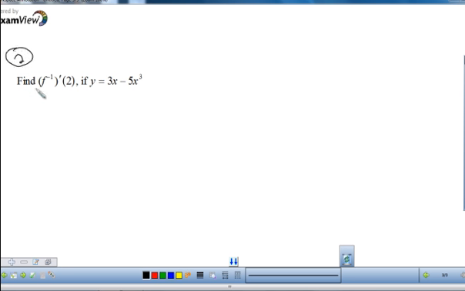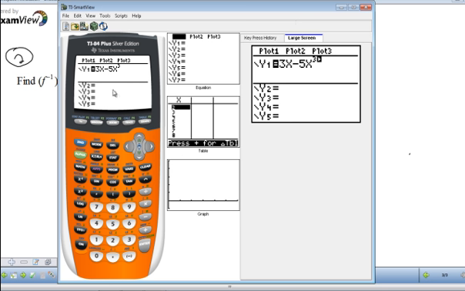Okay, number 2 says find the derivative of the inverse at 2 if y equals x squared minus 5x cubed. Okay, so the first thing I need to do is find the value of x. Remember, since this is the inverse, this is y. So we have 3x minus 5x cubed is equal to 2. Okay, so my function is 3x minus 5x to the third.